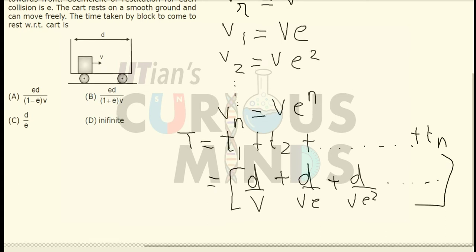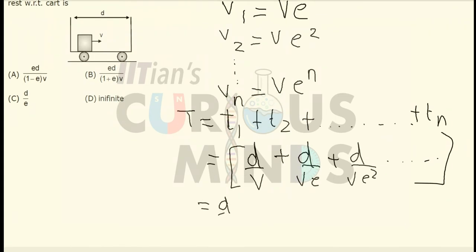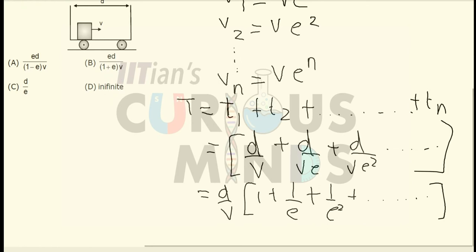If I take d by v common, it will be equal to 1 plus 1 by e plus 1 by e square plus and so on up to 1 by e raised to n, the last part. Understand that e over here will be less than or equal to 1 if it is an elastic collision. Even if it is not an elastic collision, it will be less than 1.